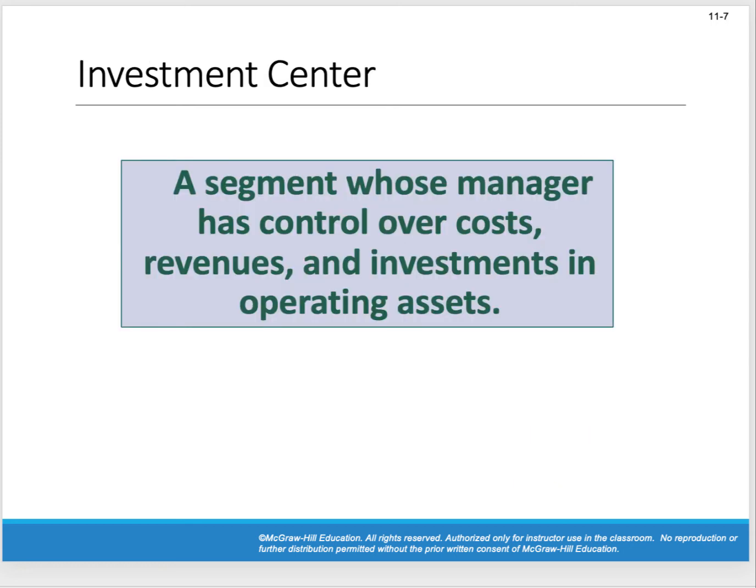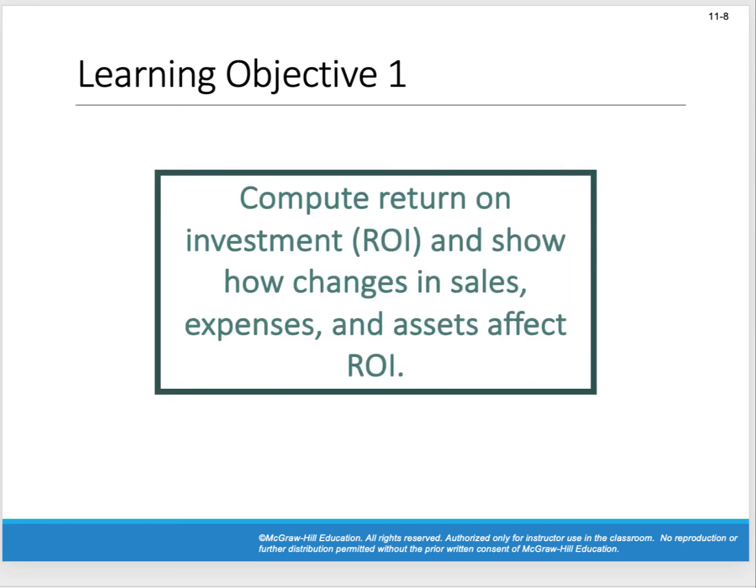Okay, so when we're looking at an investment center, the manager has control over costs, revenues, and investments in operating assets, okay? So we're looking more at something like the finance department. Is the finance department investing in efficient equipment or efficient machines? That investment center has control over the cost of the machines that go into the plant, the revenue that machine hopefully generates, and the cost of that machine as well, okay?